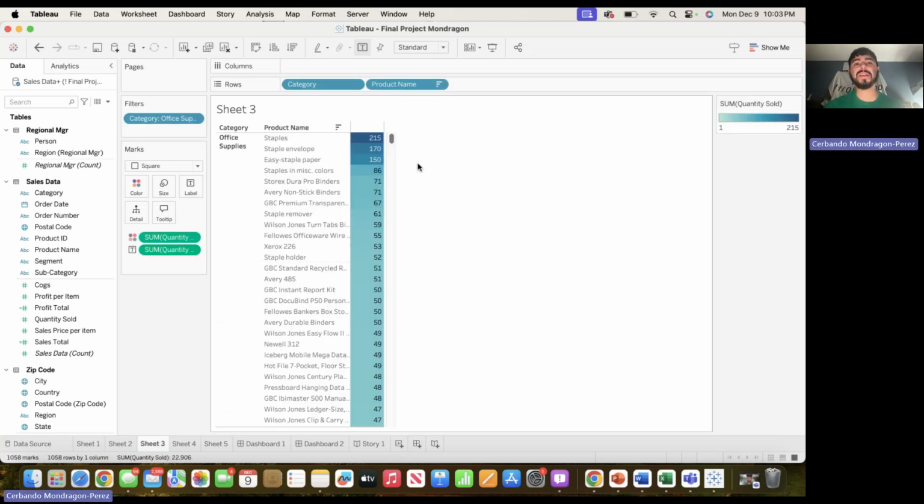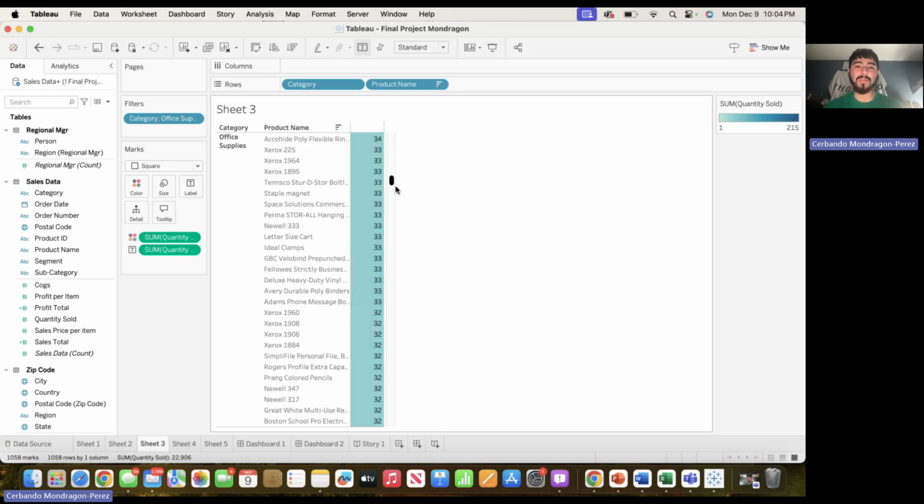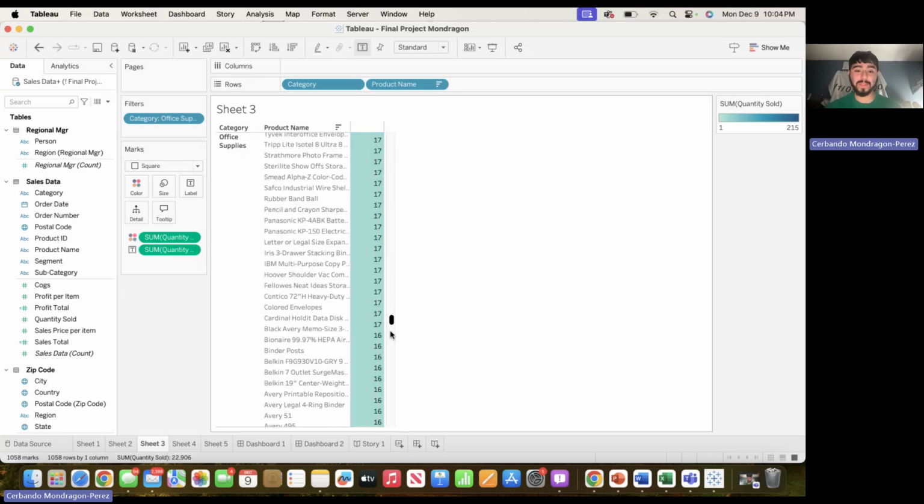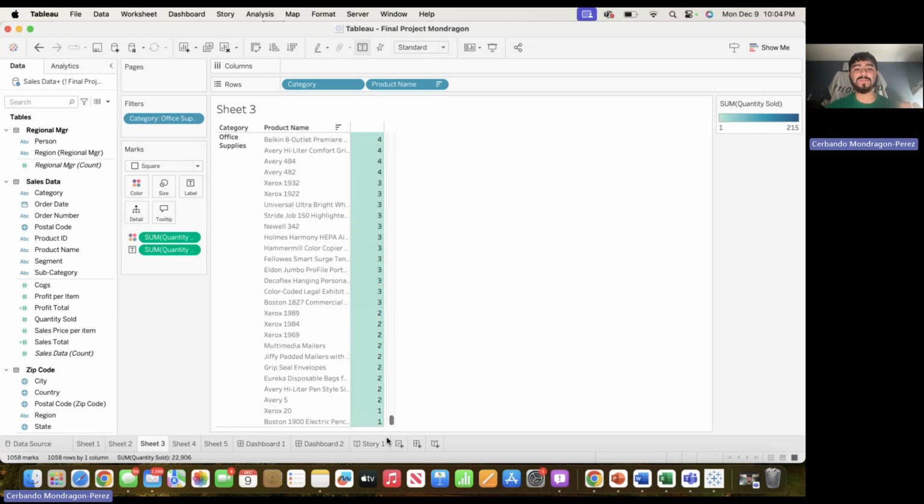Sheet three just gives me an overall list of the office supplies product. I filtered it to only office supplies since it is the most popular category. And then the question here was which product out of this category was the most popular. Staples obviously got the very top one with 215, and then the Xerox 20 and the Boston 1900 electronic pencil sharpener got the least with only one sold.